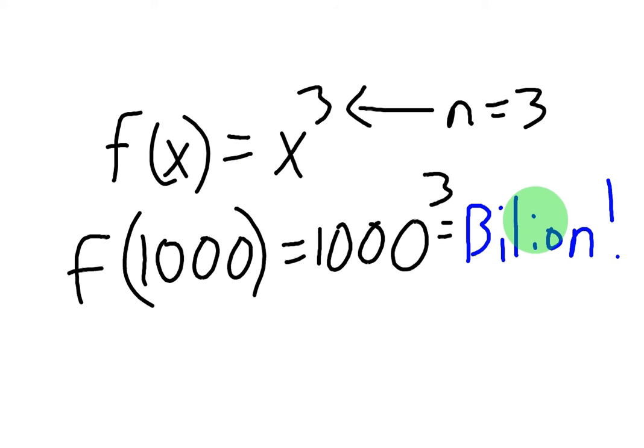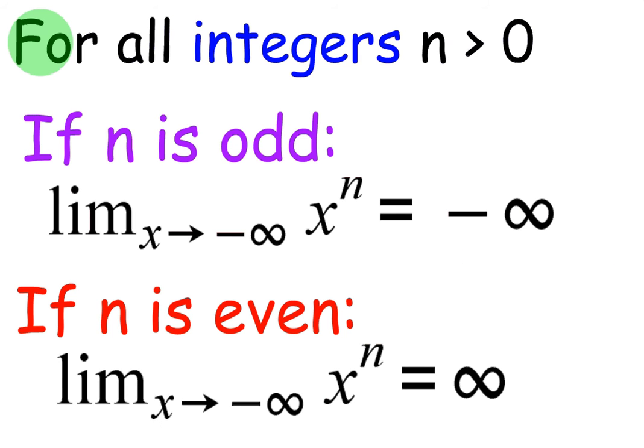Now what happens if x approaches negative infinity? We're going to do that in the same video. Well, let's take a look. Let's go ahead and look at the first rule, and we'll explain why. So for all integers n bigger than 0, an integer meaning 1, 2, 3, 4, 5, 6, 7, if n is odd, then the limit as x approaches negative infinity of x to the n is going to be equal to negative infinity. So this n value has to be odd.